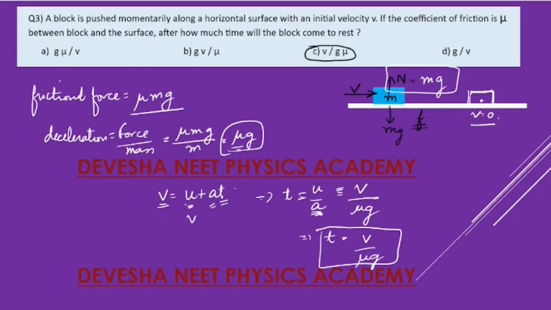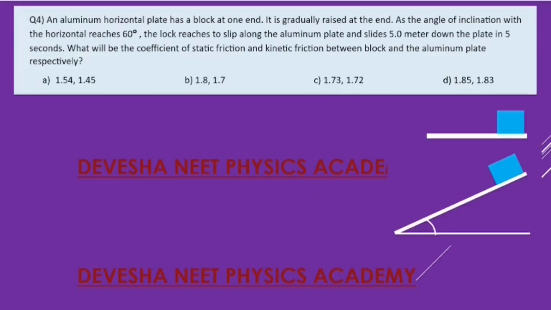Let's go to the next problem now. An aluminum horizontal plate. Now, as long as it is horizontal, it is not moving because there is friction acting on it. So because of friction, will the body move? The body will not move. The body will remain static there.